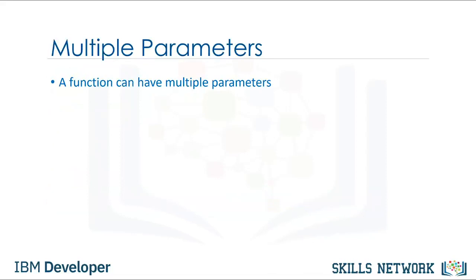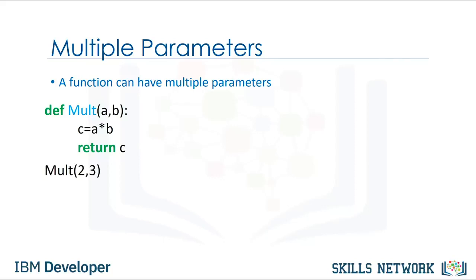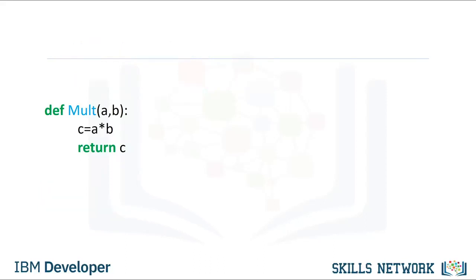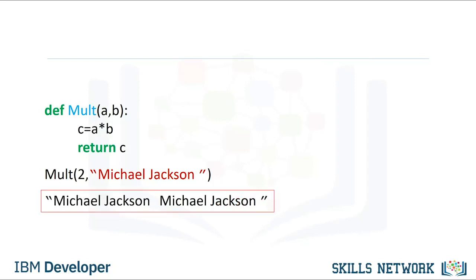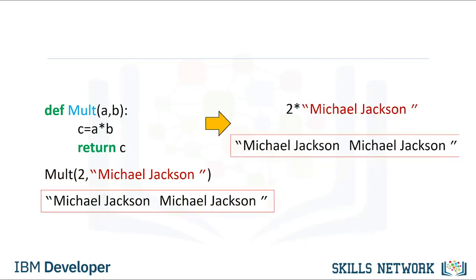A function can have multiple parameters. The function mult multiplies two numbers, in other words, it finds their product. If we pass the integers 2 and 3, the result is a new integer. If we pass the integer 10 and the float 3.14, the result is a float 31.4. If we pass in the integer 2 and the string Michael Jackson, the string Michael Jackson is repeated 2 times. This is because the multiplication symbol can also mean repeat a sequence.